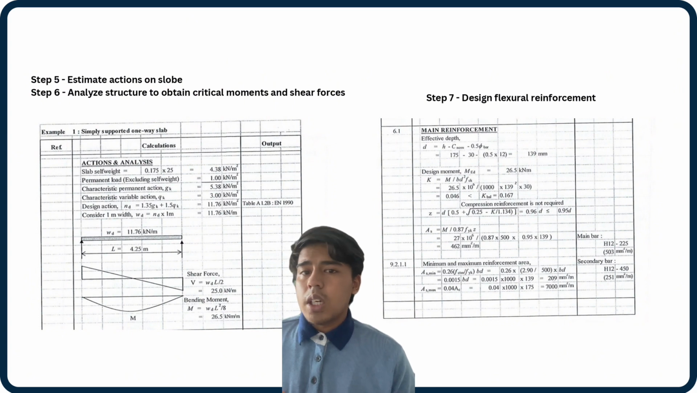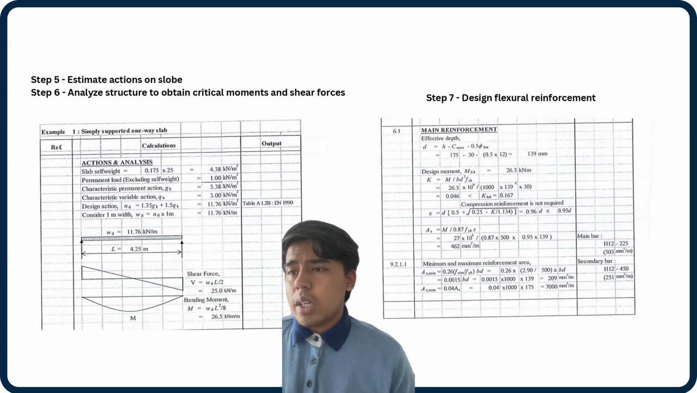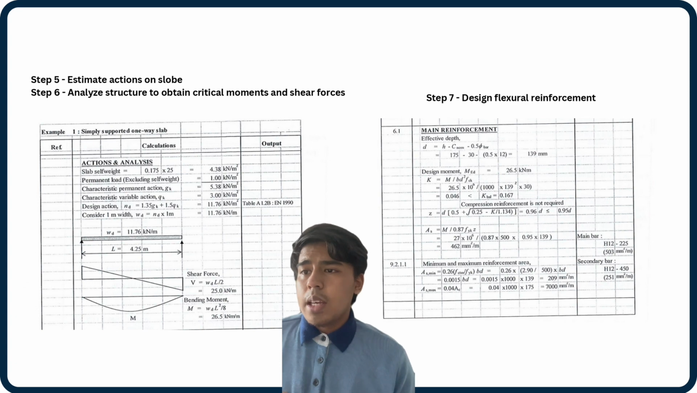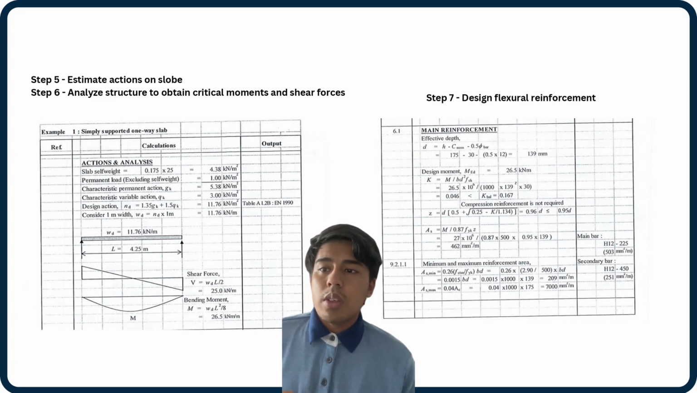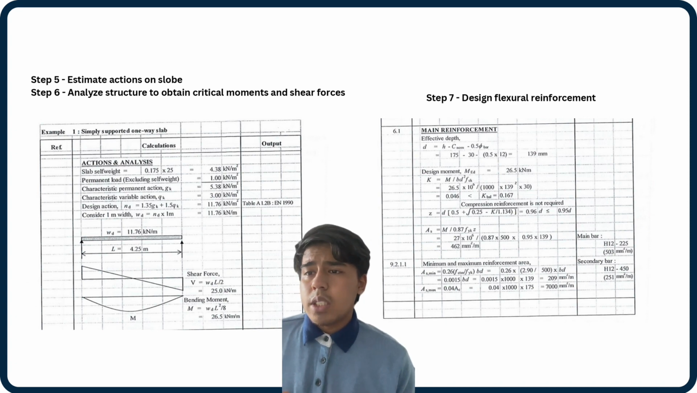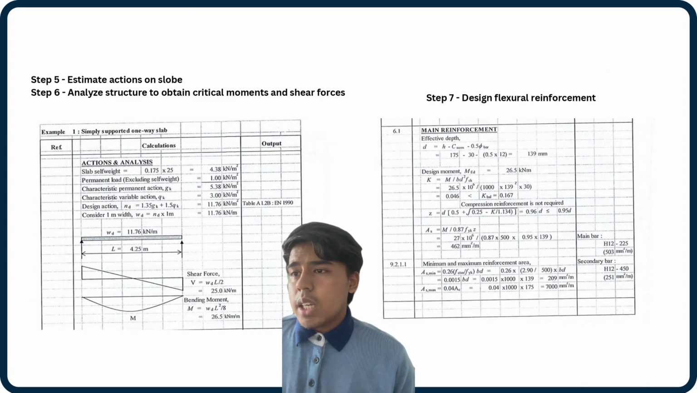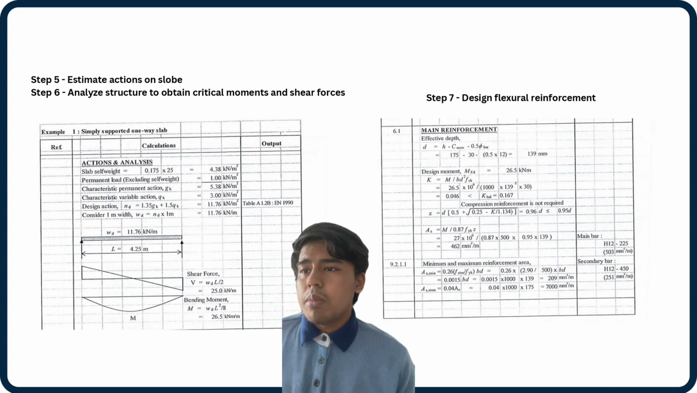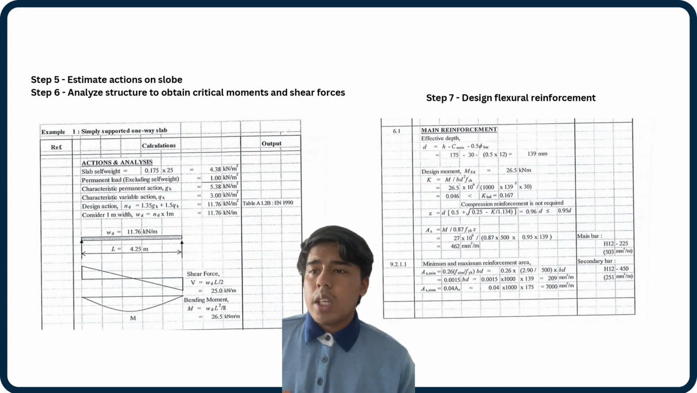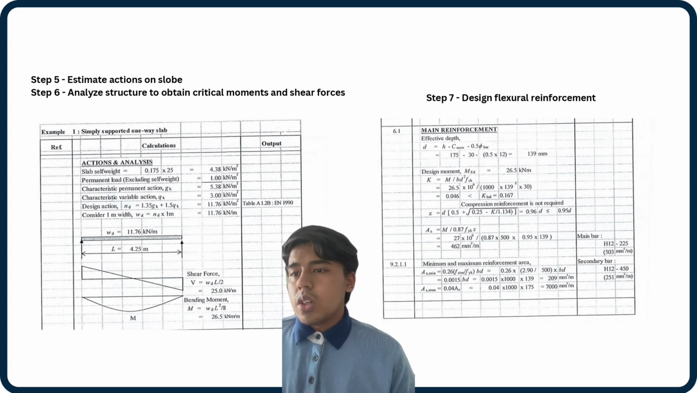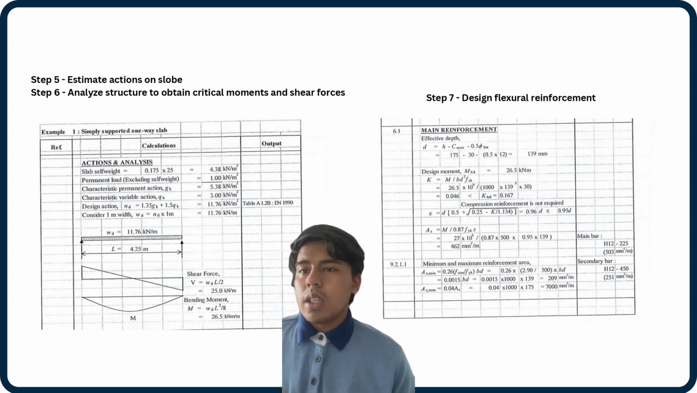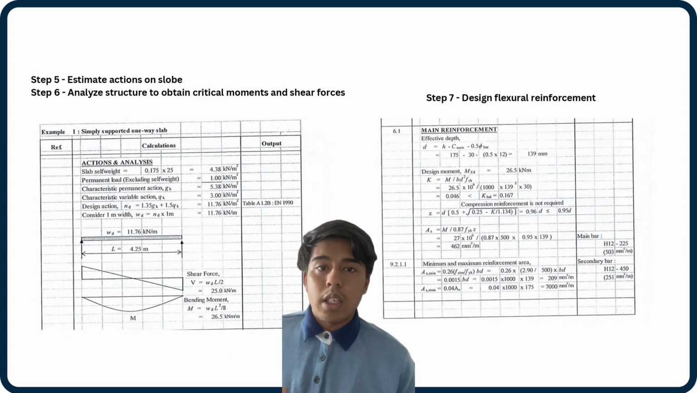And we calculate design action, ND equals 1.35 GK plus 1.5 QK. And the value we get is 11.676 kilonewton per meter square. And we consider 1 meter width, WD equals ND times 1, and we get 11.76 kilonewton per meter. So next we calculate the critical moment and shear force.